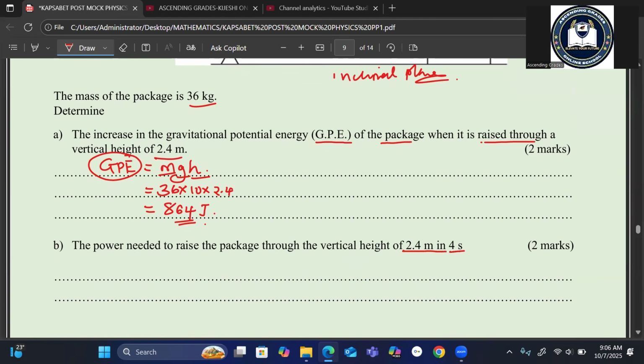Then the power needed to raise the package through the vertical height in 4 seconds. We know that power is given by the work done over time, the rate of doing work. And the work done here, we had been given in terms of potential energy. So we can have our GPE divided by t, which gives us 864 divided by 4 seconds. This will land us on 216 watts.